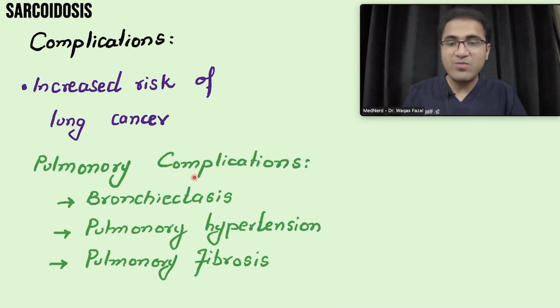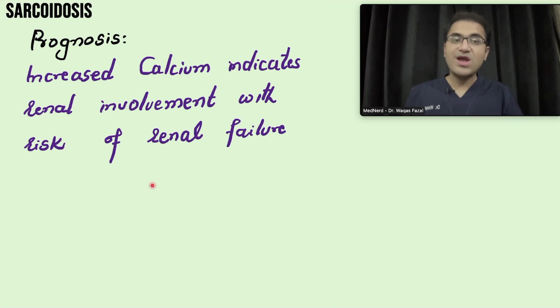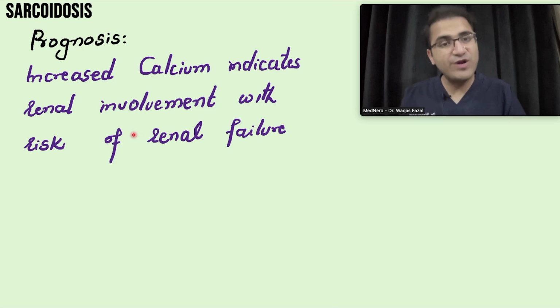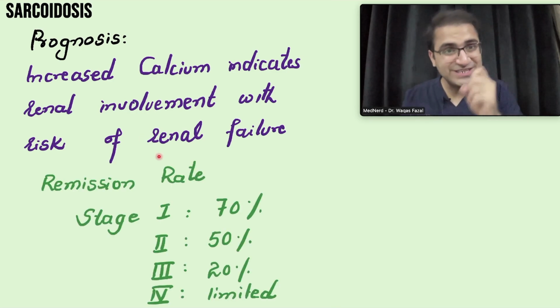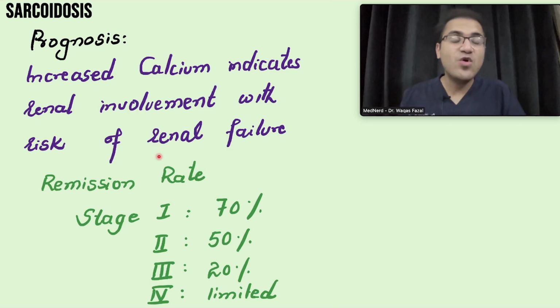These patients can have pulmonary complications like bronchiectasis, pulmonary hypertension, and pulmonary fibrosis. Now coming to the prognosis, remember, increased calcium indicates renal involvement and there is risk of renal failure in these patients. And prognosis also depends upon the staging that we did with the chest X-ray.